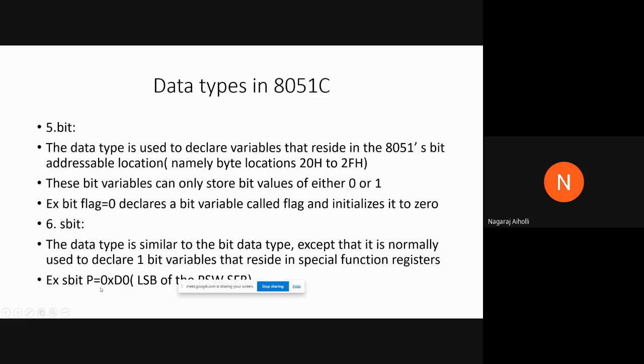Fine. But if you are making use of 0xD0 everywhere, the program becomes complex and it is difficult to read. To overcome that, what is done? sbit P = 0xD0. If you define it, then the advantage is that instead of making use of 0xD0 everywhere in the program, that can be replaced by simply making use of P. This is the advantage of the sbit data type.